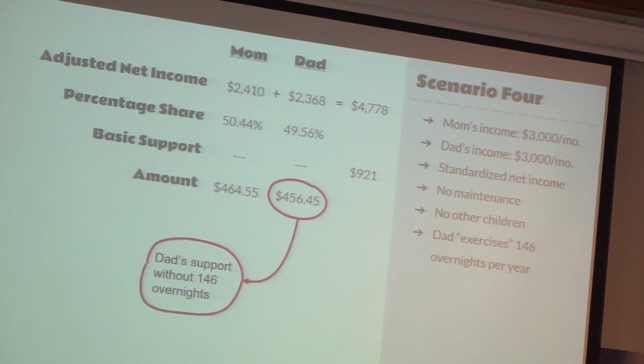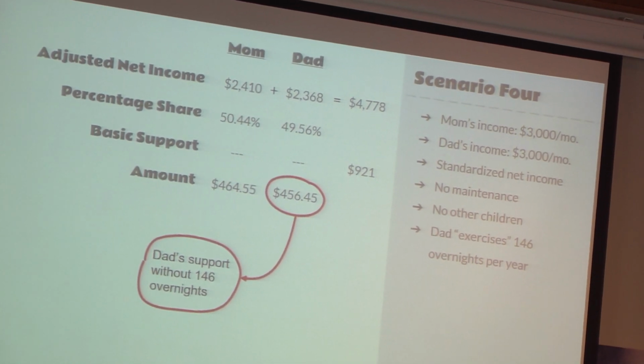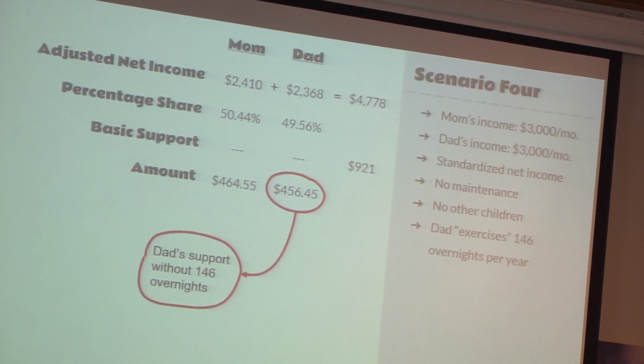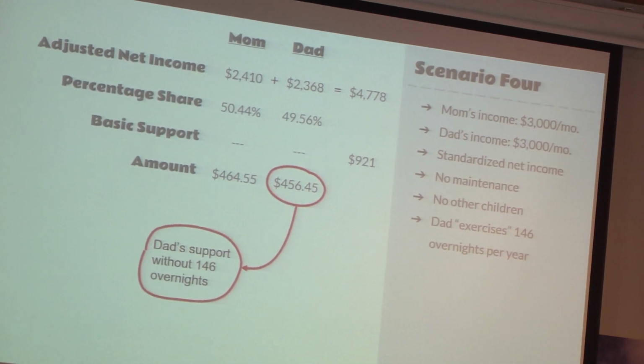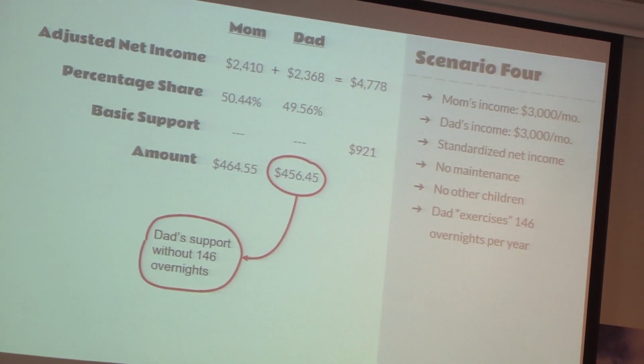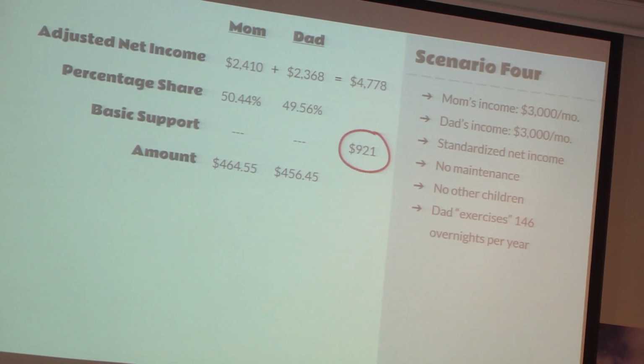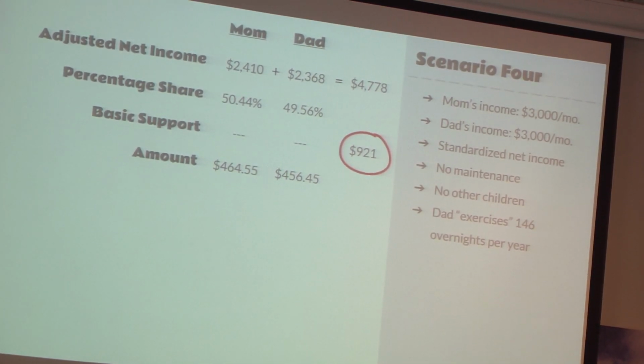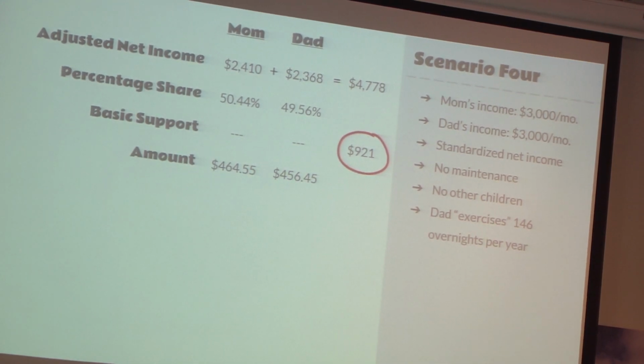Right, so we do know how much dad is supposed to be paying if he didn't have the 146 overnights. That was that $456 amount we calculated a couple times together so far. Now we're going to keep going. So we're going to start with the basic support amount. Now remember, this was for the essentials for the kid: housing, clothing, and food.